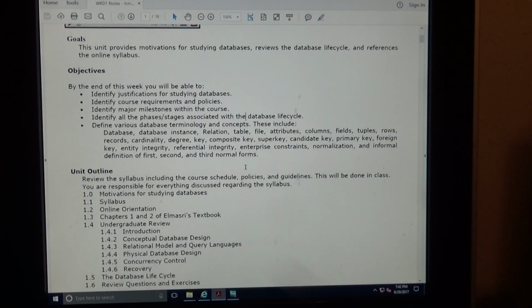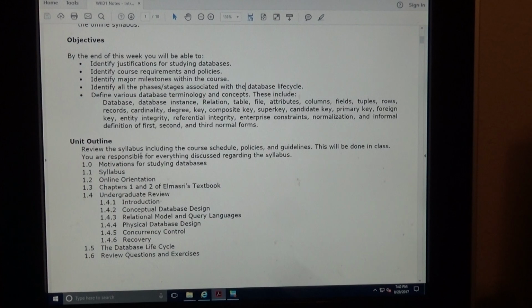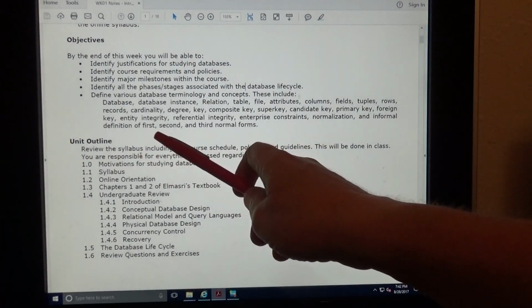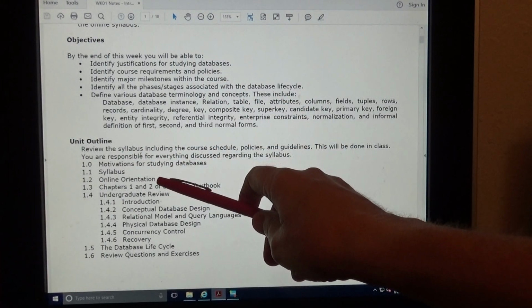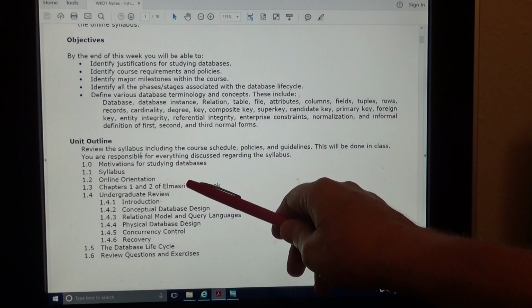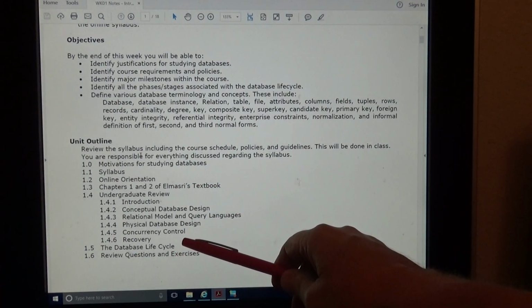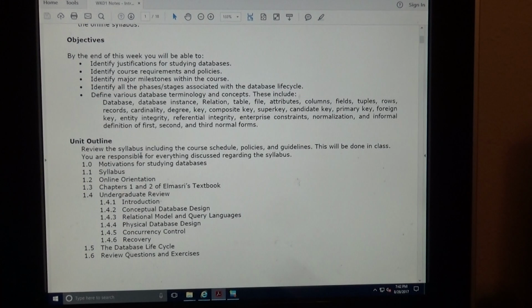Finally, in the beginning of every unit, you'll see an outline of what we're going to be doing for that particular unit. So now we'll do the motivations. We've already done the syllabus. We've already done the online orientation. You've got to read chapters 1 and 2 of Al-Masri, some undergraduate review, database lifecycle, and then there's review questions and exercises at the end of each particular unit.